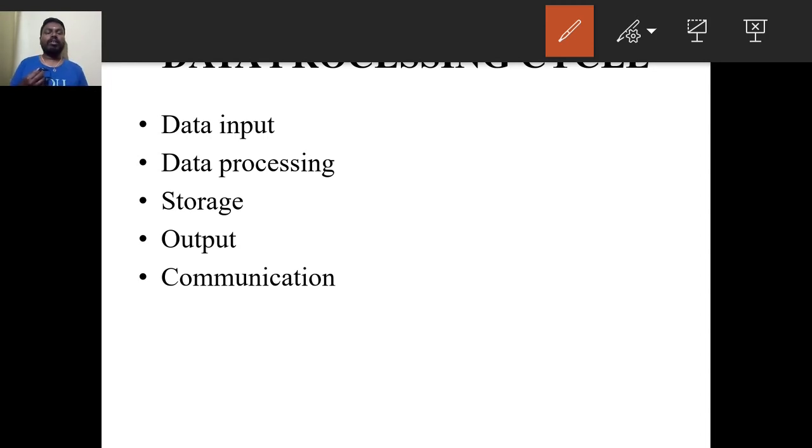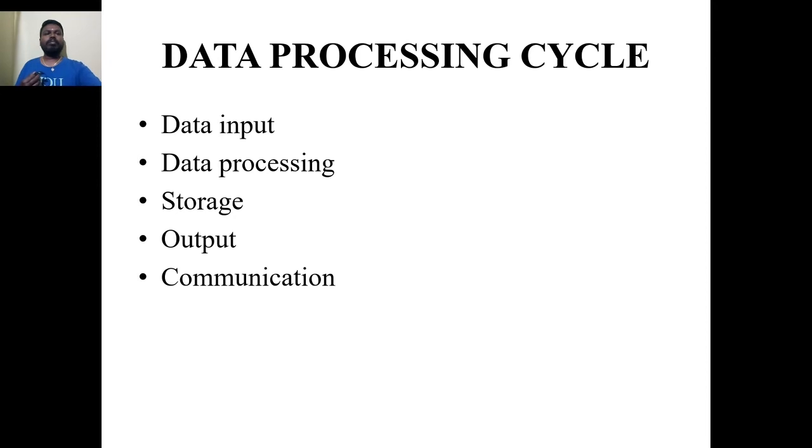Next, step 4, output. After getting the result, what will you do? You will not keep it in your mind, right? You will tell me, sir, the answer is 5. This is called output. Then we will communicate. Yes, very good. If you say the correct answer, I will appreciate it. If you do not say the correct answer, then I will try to correct the answer.